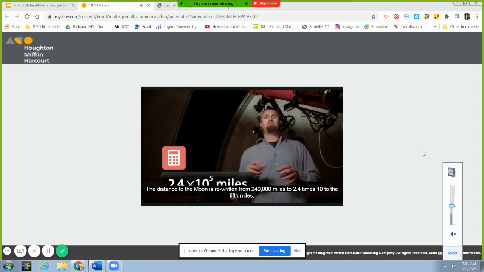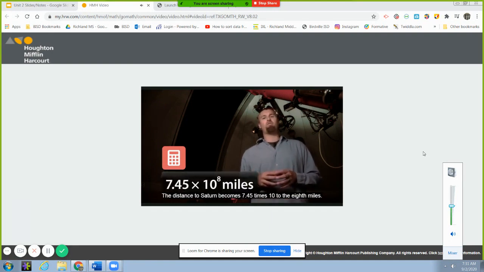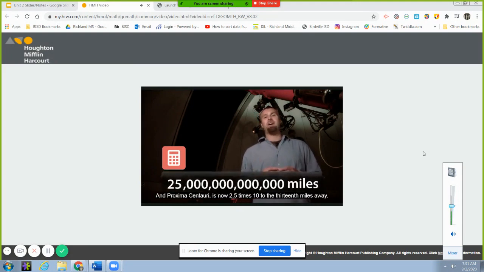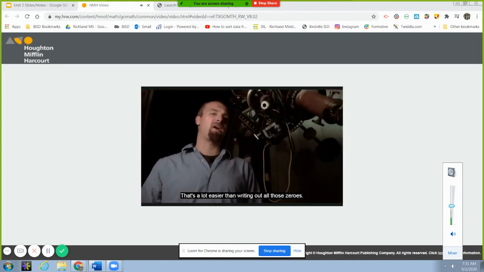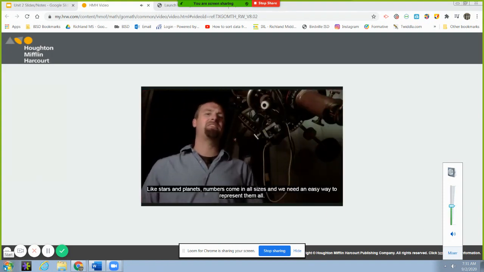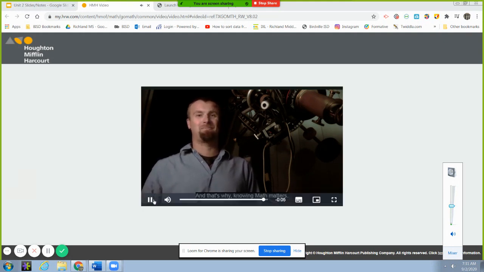The distance to the moon is rewritten from 240,000 miles to 2.4 times 10 to the 5th miles. The distance to Saturn becomes 7.45 times 10 to the 8th miles. And Proxima Centauri is now 2.5 times 10 to the 13th miles away. That's a lot easier than writing out all those zeros. Like stars and planets, numbers come in all sizes, and we need an easy way to represent them all. And that's why knowing math matters.